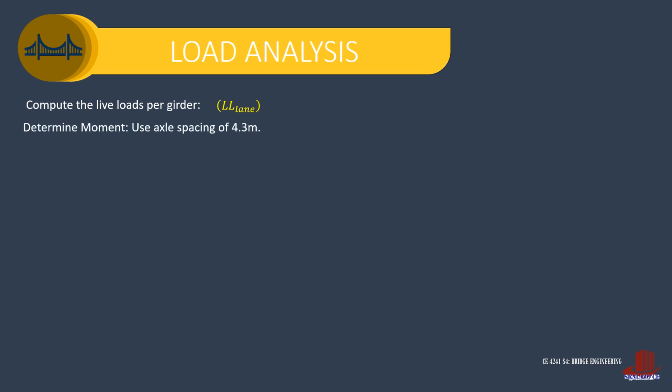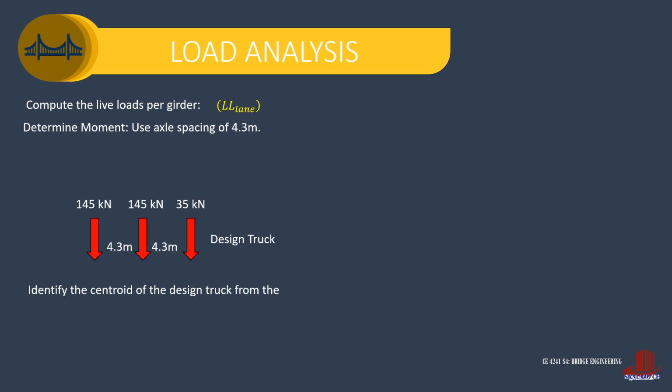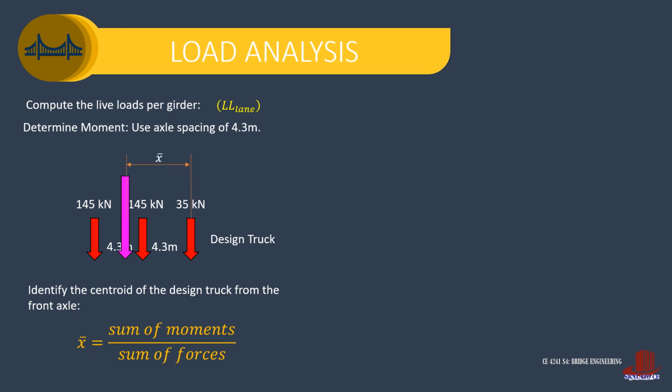Now let's solve for the moment. We start by looking for the centroid of each design vehicle. For the design truck having 3 axles, we look for the centroid by using the summation of moments over the summation of forces. With training from statics, you can already deduce that the resultant of forces will be found between the two rear axles. That is where the centroid is.